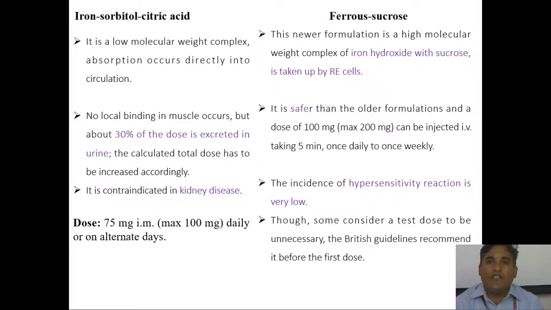Iron sucrose is a newer formulation, a high molecular weight complex of iron hydroxide with sucrose, a macromolecule taken up by the reticuloendothelial cells. It is safer than the older formulations, and a dose of 100 mg can be injected IV over 5 minutes, once daily or once weekly, depending upon the condition. The incidence of hypersensitivity reaction is very low. However, guidelines are available, and you must check for hypersensitivity reaction before administering iron sucrose.